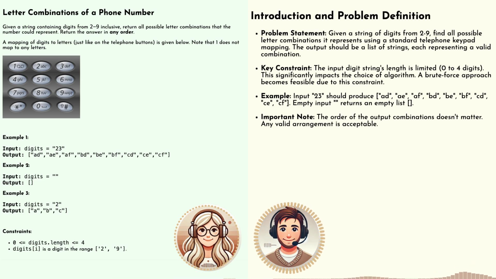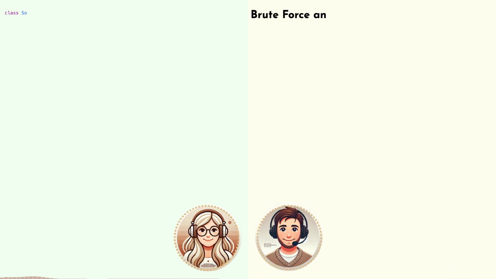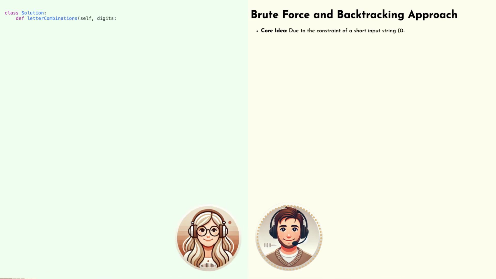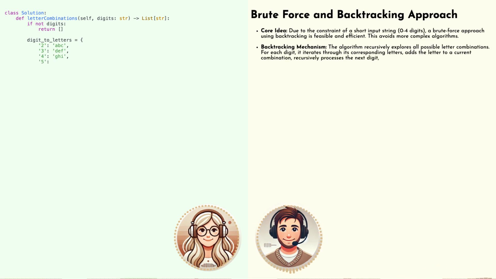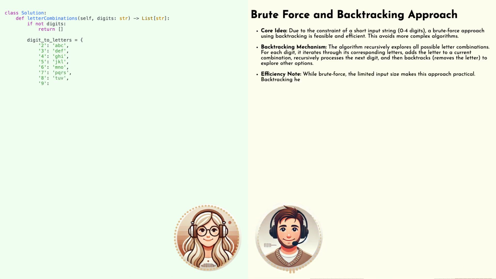So say you type in 23, our goal is to have the program spit out AD, AE, AF, and all those other different possibilities. Okay, I see the challenge here. But where do we even begin with something like this? Well, before we jump into solutions, let's lay down some groundwork. The problem statement has this really cool constraint that the input number string won't be longer than 4 digits. Why do you think that's important?